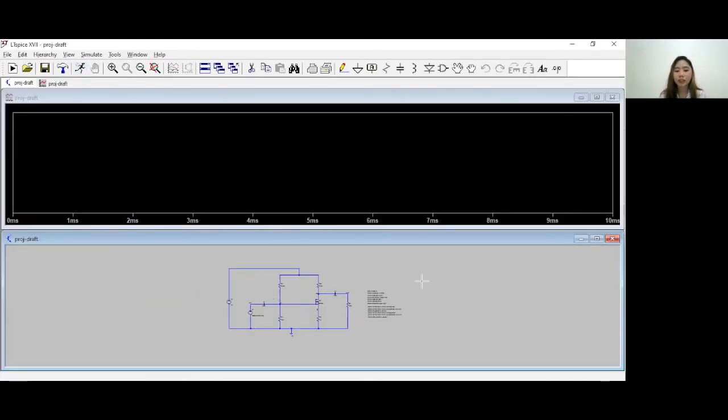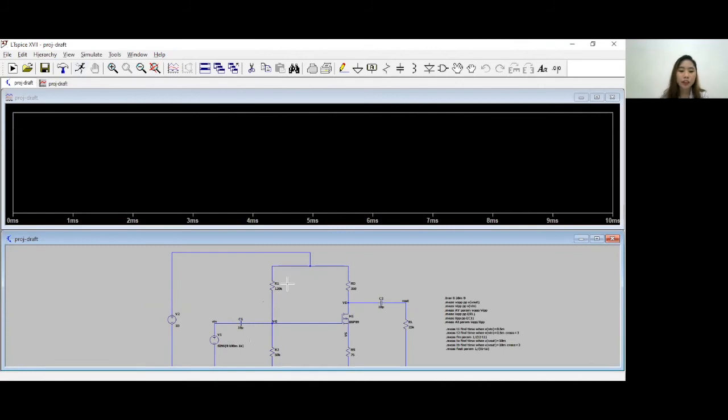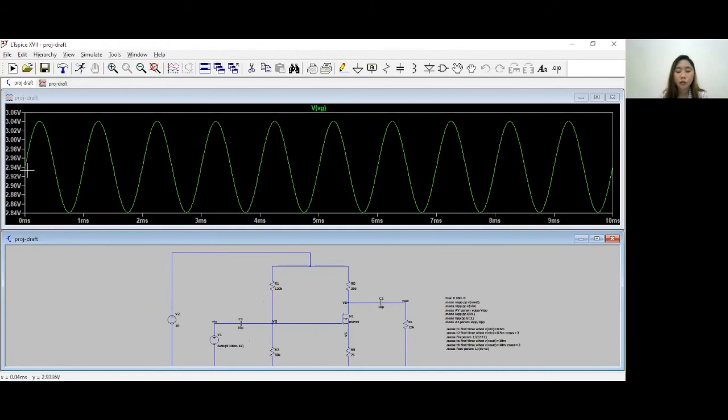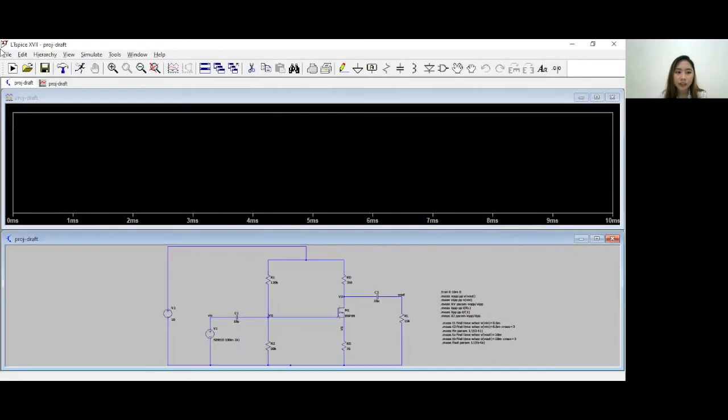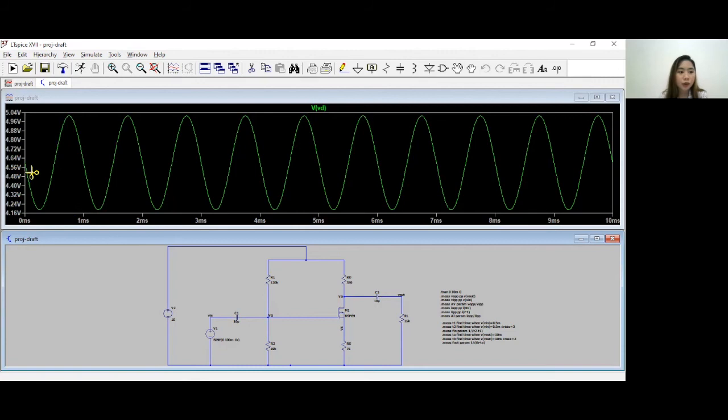First of all, we can measure the value of the VG, which is 2.94 volts. And then we're going to delete it so we can measure other things. Now, we can also measure the value of the VD, which is almost 4.56 volts. And we have the 4.27 volts. We are going to look on this side.